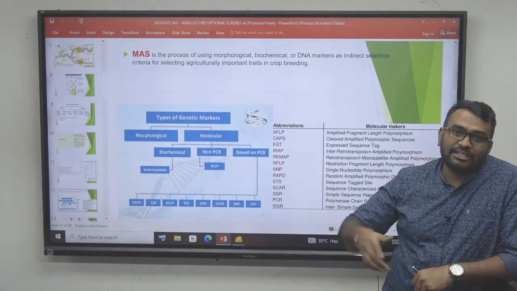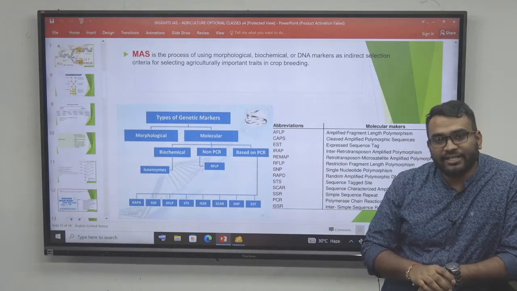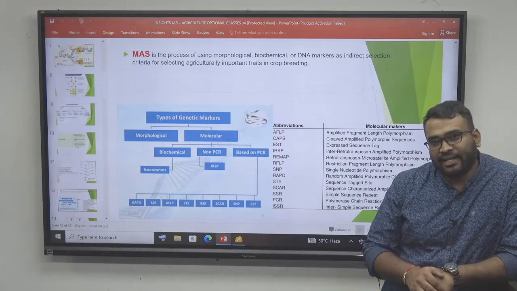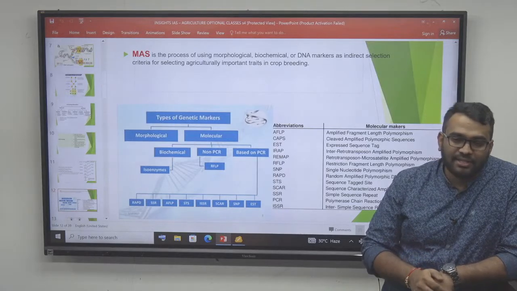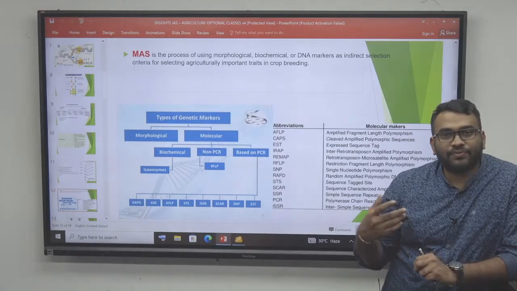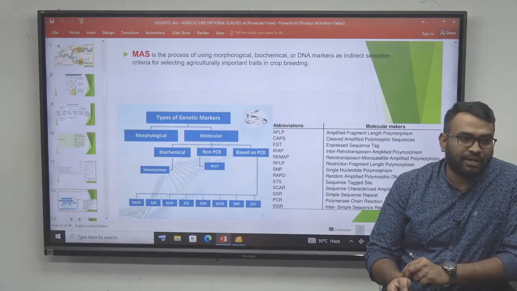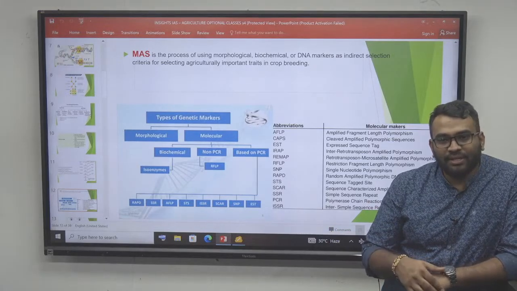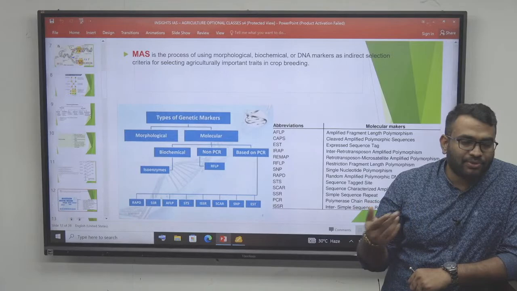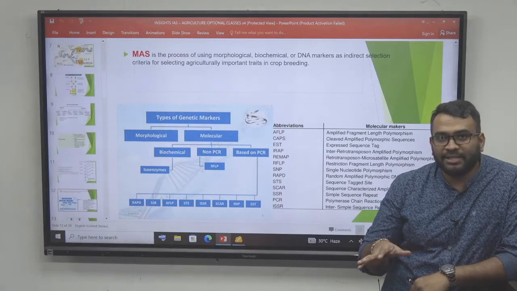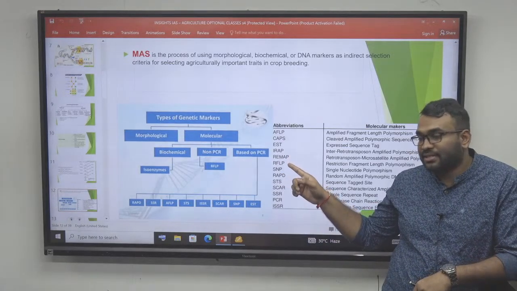So morphological, it is pretty simple, like anyone can identify it. Let's say for example plant height, let's say for example leaf size, let's say for example the number of flowers in each plant. So these are the morphological characters which a human eye can easily see, and we can use that as a marker for identification of better varieties. So that is these morphological markers.